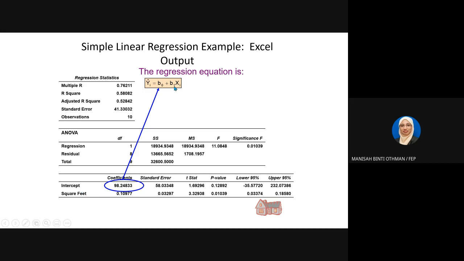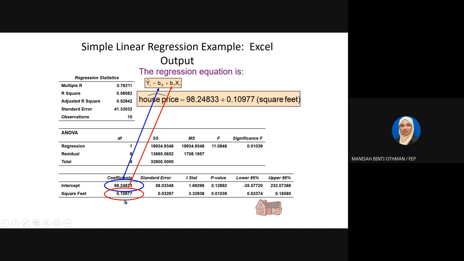And then B1 is from the second row in the last table here. The coefficient for square feet is 0.1. Then you transfer it to the equation here: house price equals 98.248 plus 0.10977 times square feet x. So x is the square feet and y, the house price, is y. This is the equation for this problem.